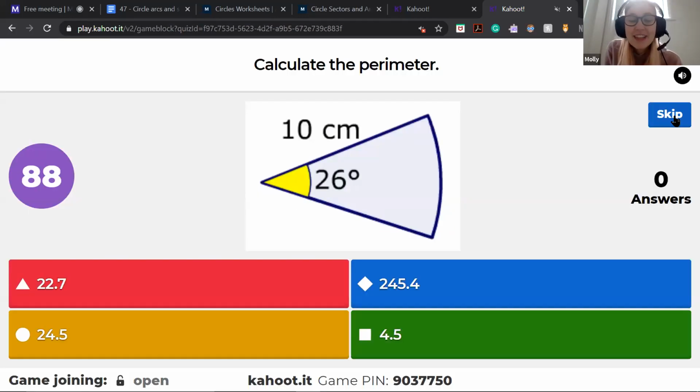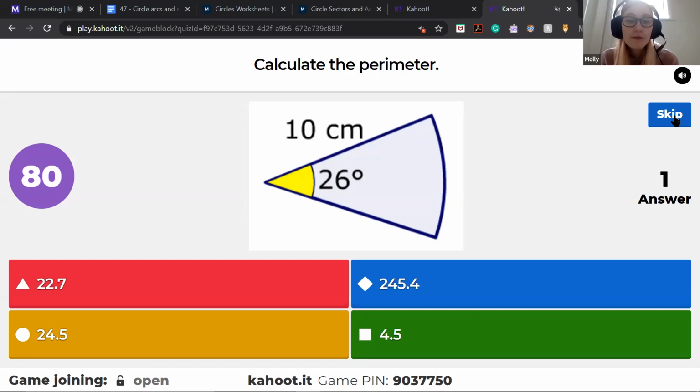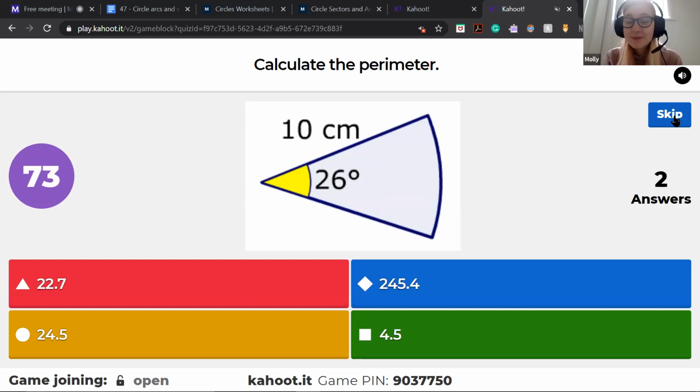So this one, it's not just the arc length, we want the whole perimeter. So you can probably take a guess by seeing that the radius is 10 centimeters and just kind of roughly what you think that would be. I would never advise doing that in an actual exam, but for the sake of this Kahoot, you may as well take an educated guess. I left quite a lot of time as well, so I'm sure it'll skip once everybody's answered, but we'll see.